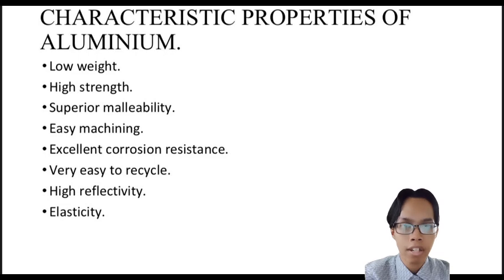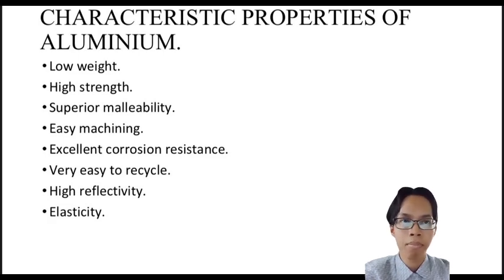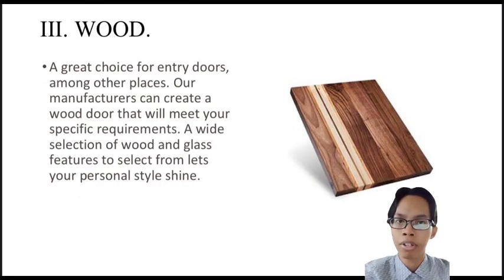It often presents a sleek, modern feel, understated enough to slip into the background of a more traditional home. When painted for your aesthetic, aluminium doors or wall systems can match anything around them. What are the applications of aluminium? Characteristic properties of aluminium: low weight, high strength, superior malleability, easy machining, excellent corrosion resistance, very easy to recycle, high reflectivity, elasticity.